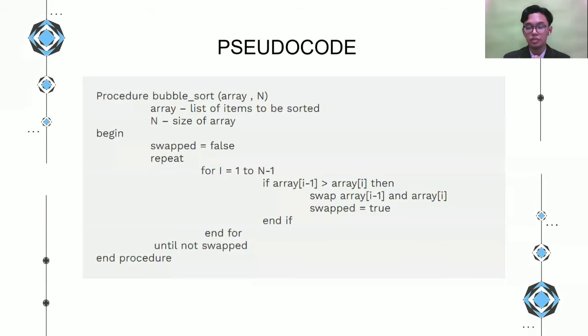The next slide is the pseudocode for bubble sort. First, start from procedure bubble sort. After that, begin, swap, repeat, for, if array, and end. Until end procedure, it will end the pseudocode.